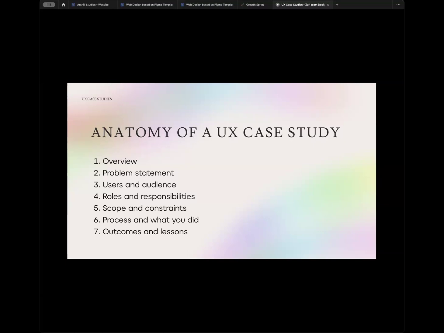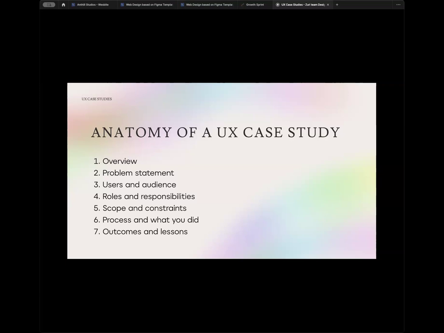And then you also want to talk about your users and your audience. After you've given us a quick summary and told us why the project needed to happen, we need to know who you're doing it for. Who is your audience? You need to help the reader understand who would use the product generally. That's what we're trying to see here.